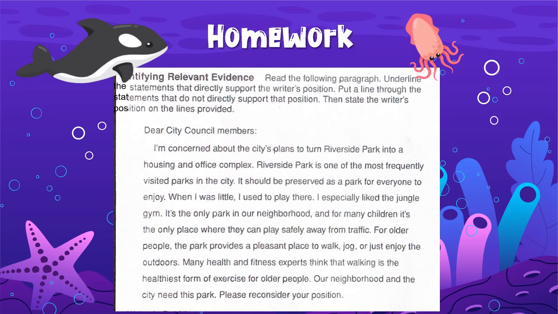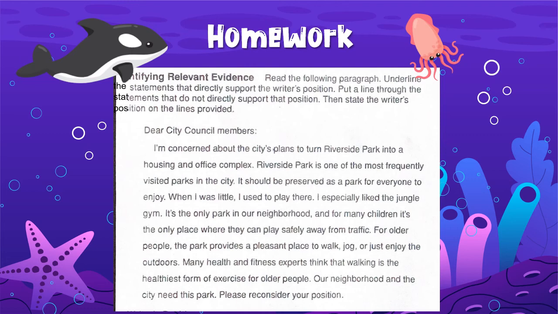Dear City Council members, I'm concerned about the city's plan to turn Riverside Park into a housing and office complex. Okay, so right away we see what the issue is. Turning Riverside Park into a housing and office complex. So getting rid of the park and just having a building. So now you need to decide what's the author's opinion. Are they happy? Do they want to do this? Do they want to turn it into offices? Or no, they want to keep it a park.